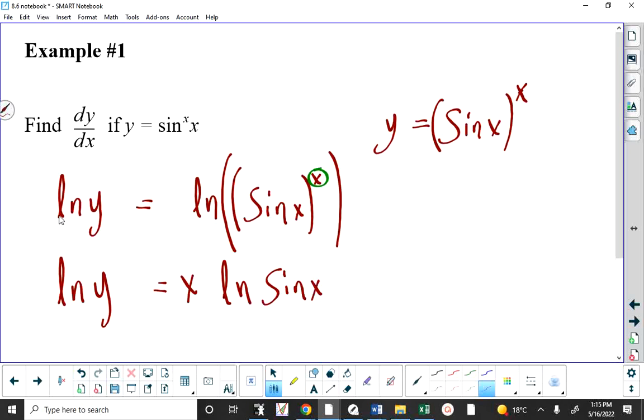And you can differentiate that. Because you know how to differentiate the natural logarithm of an argument. It's 1 over the argument, times the derivative of the argument, d argument dx. You know how to differentiate this because it's a product, and x is the first part of the product. You know what the derivative of that is, and you know that the derivative of the natural logarithm of sine of x can be found.